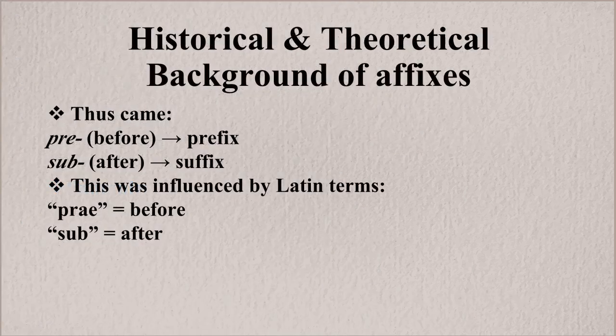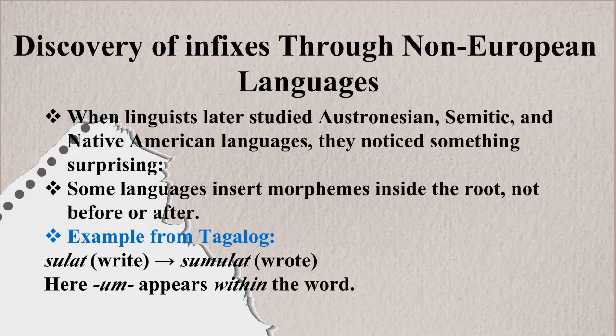Thus came prefix: pre means before, and prefix means an affix which comes at the start of a word. And suffix: sub means after, so suffix means an affix which comes at the end of a word. These names were influenced by the Latin language. In Latin, pre means before, and sub means after. But till that time, infixes were not found in the European languages.